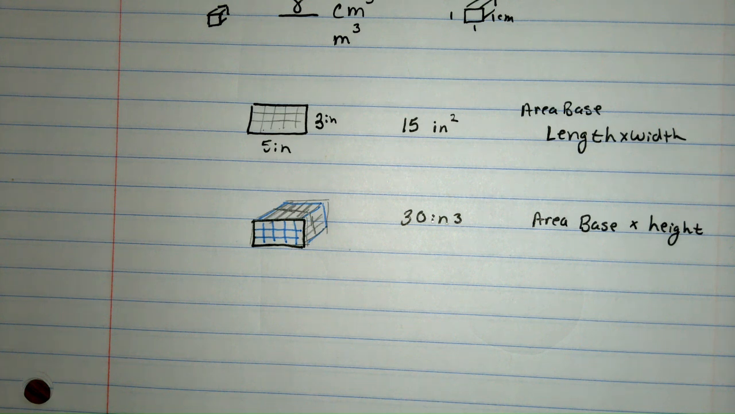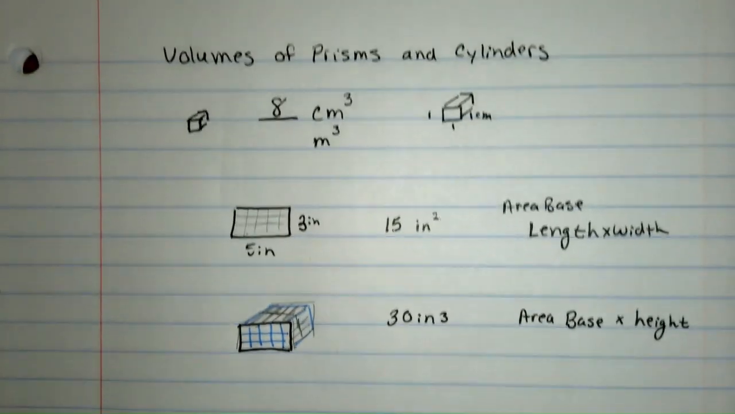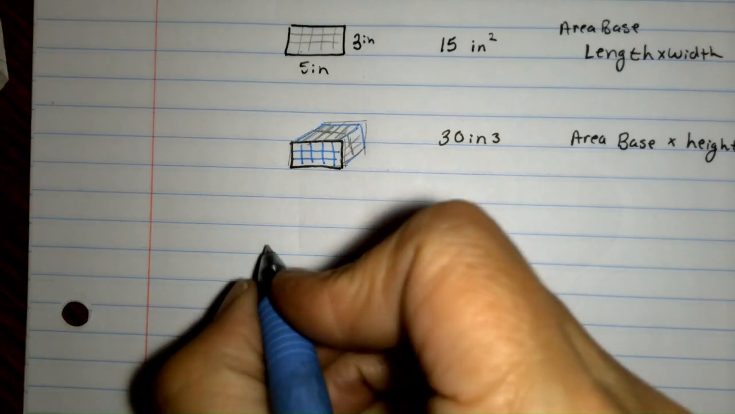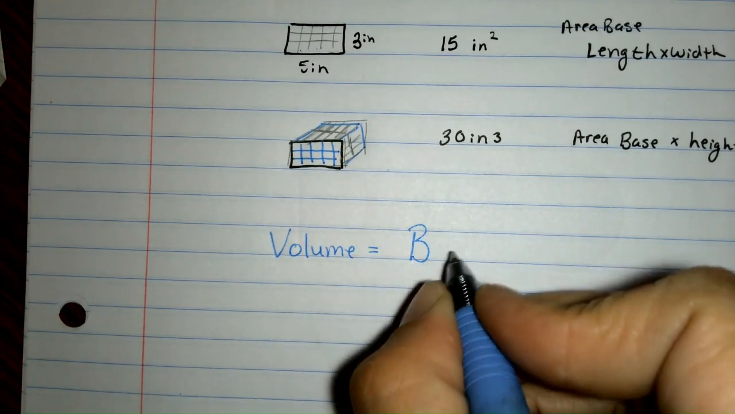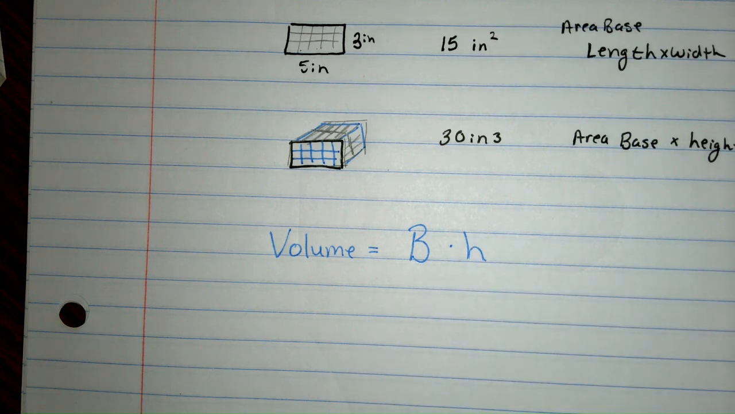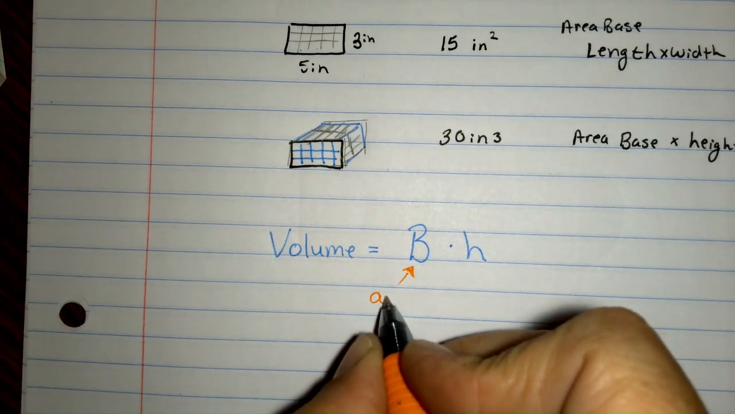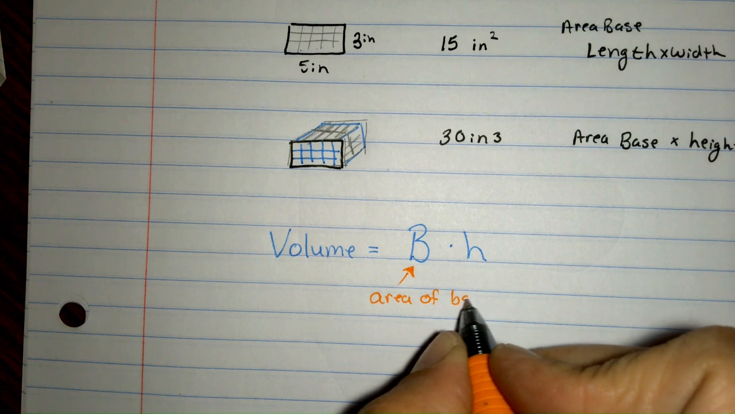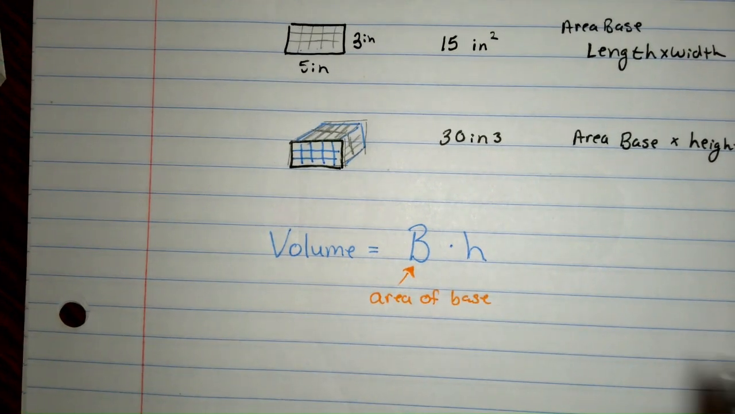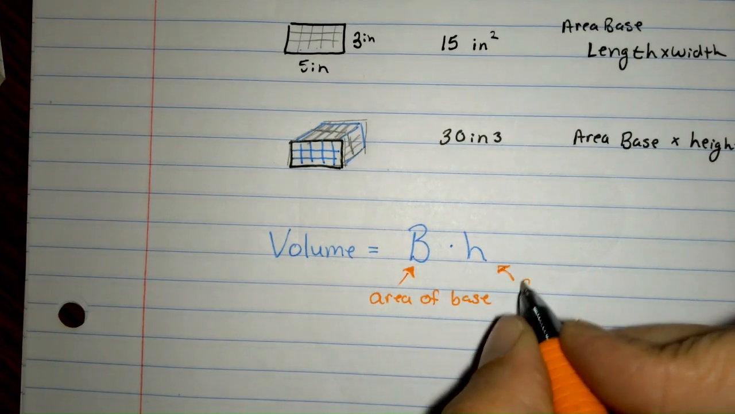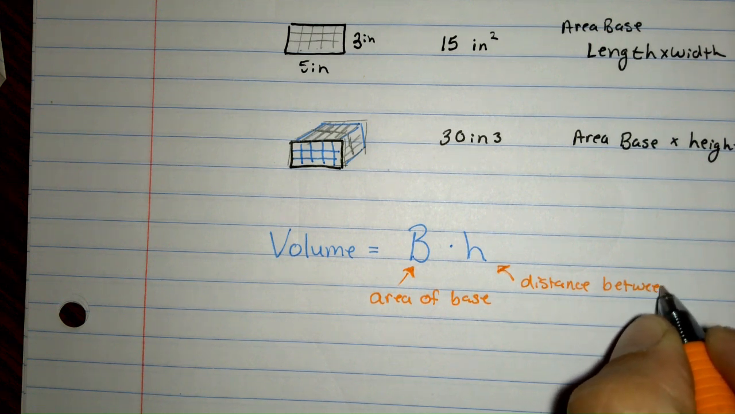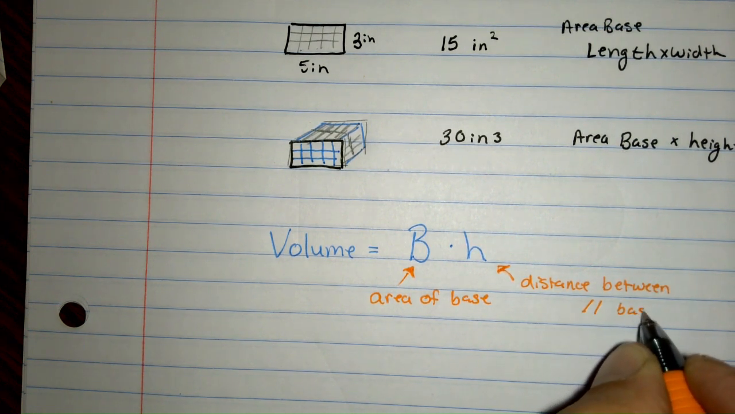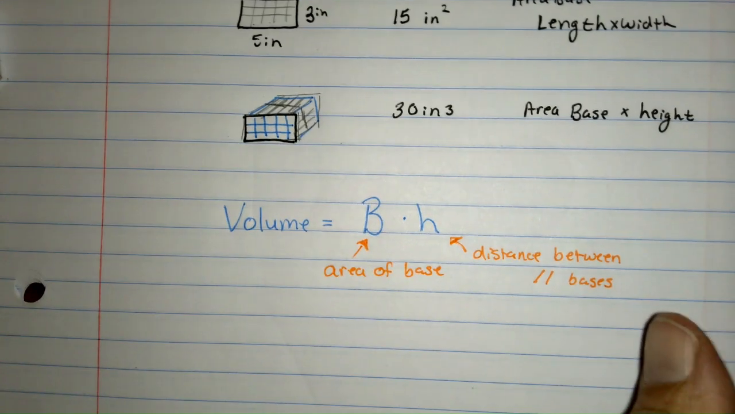In the case of anything with parallel faces, i.e. prisms and cylinders, that's exactly right. Volume equals, and you'll see this written on your formula sheet if you're in Missouri, capital B H. The capital B stands for the area of the base, where H stands for the height, or the distance between the parallel bases. So what does that really mean?